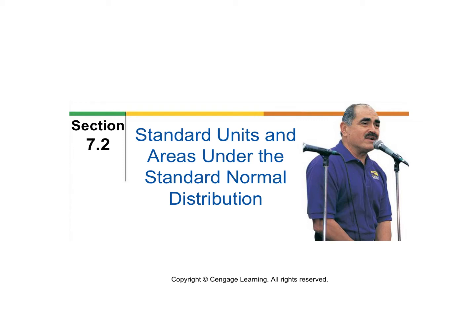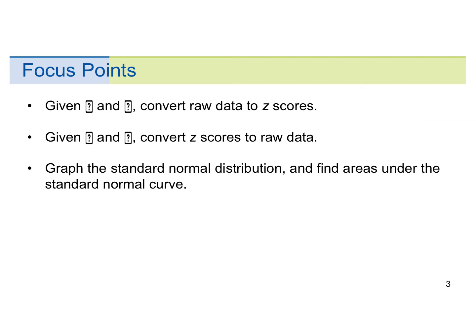All right, honors, probability, and stats. This is chapter 7, section 2. We're going to deal with standard units and areas under a standard normal distribution. Okay, so it's very much like 7.2, just going to switch up the values. Okay, so let's get here.